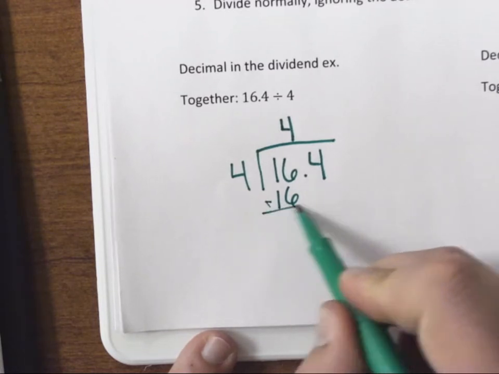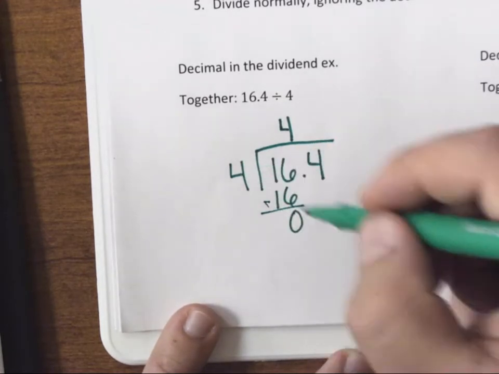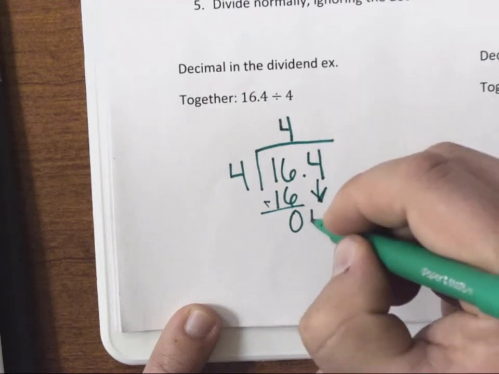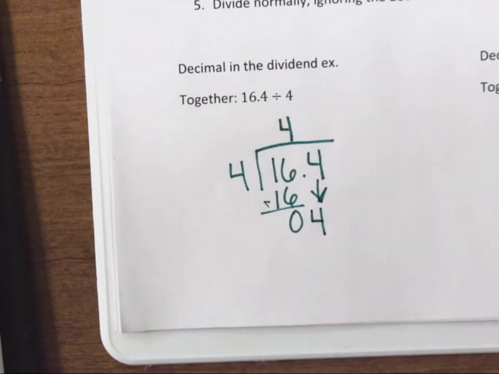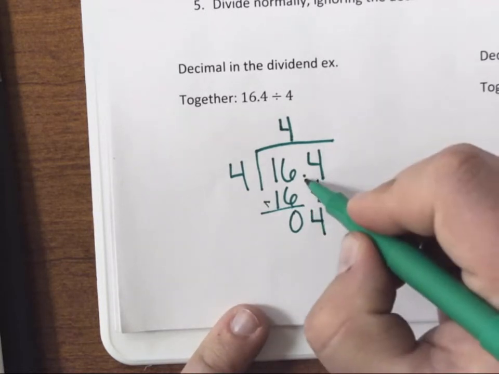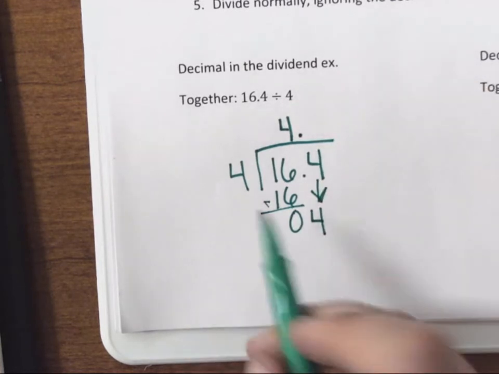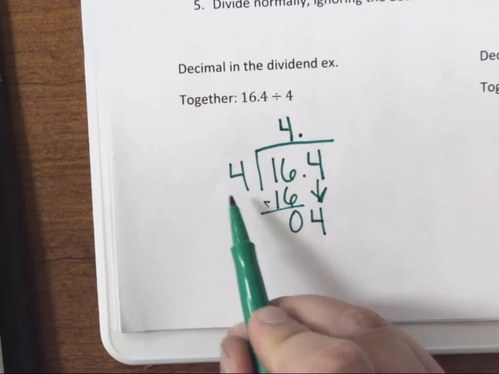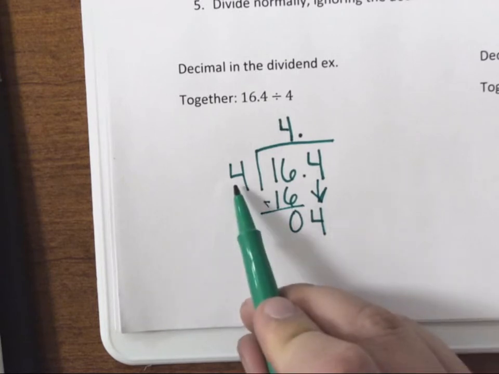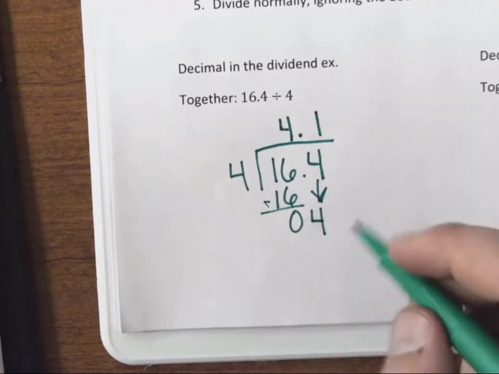So now we have to subtract. 16 minus 16 is 0. 4 does not go into 0, so I have to bring down the next number, which is a 4. We forgot already that we have a decimal in our dividend, so the decimal needs to go straight above. We do not have a decimal in the divisor, so we did not have to move the decimals. It just went straight above. We know that 4 goes into 4 one time. 1 times 4 equals 4.